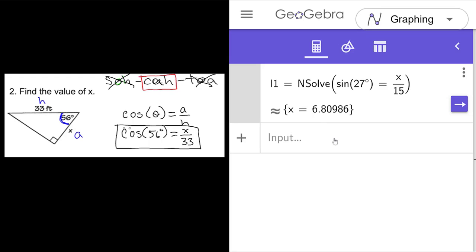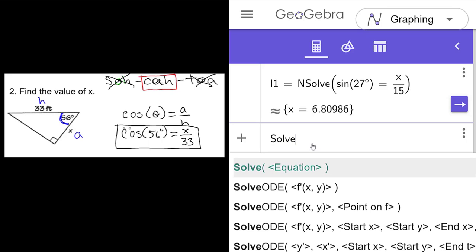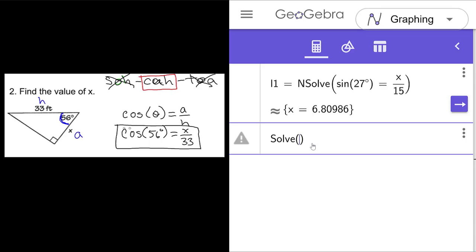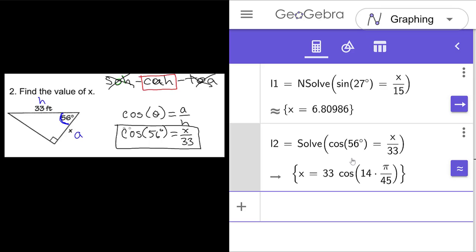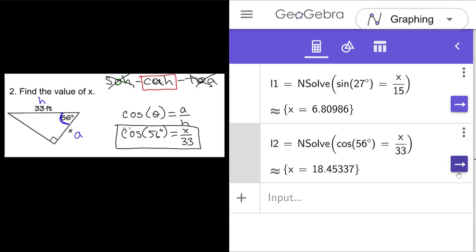All right, for problem number 2, let's see if we can have GeoGebra help us solve that one. So again, we're going to write it out, solve, and do the same thing. Write your equation inside the parentheses. So cosine of 56 degrees is equal to x divided by 33. And again, let's get the decimal approximation of this. And my answer says it is 18.45.